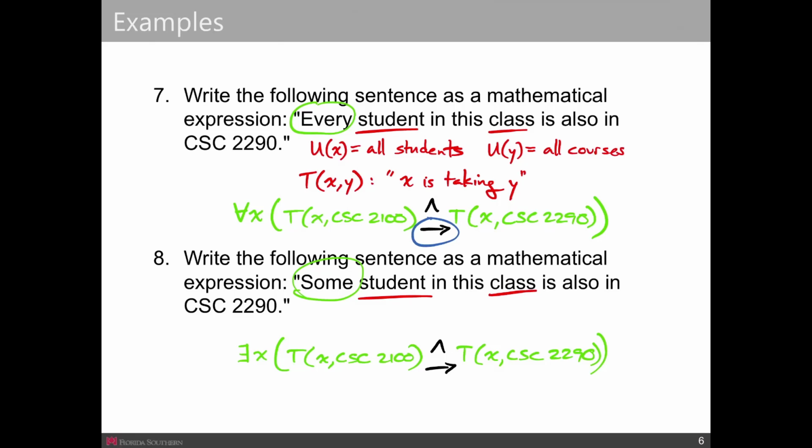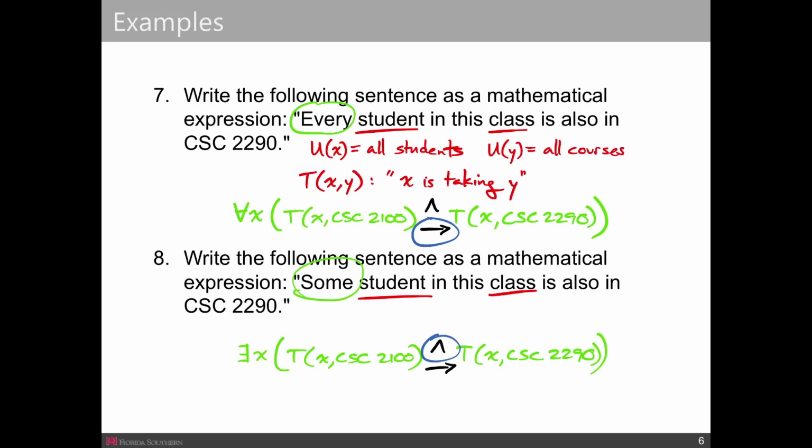Pause the video to think about that for a moment. In this case, if you guessed the conjunction, you would be correct. We need at least one student to make both sides of this compound expression true. The reason a conditional would not work well here is because as soon as we found somebody who wasn't in CSC 2100, the conditional would be true for that student. But we haven't proven with that student that some student in 2100 is also in 2290. All we've proven is that there's somebody who's not in this class, right? And that's not the goal of the statement.